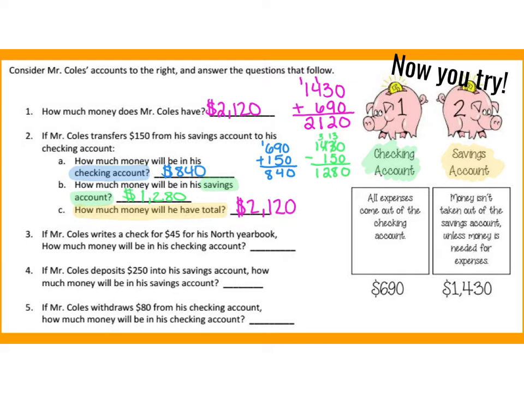Question number 3 asks, if Mr. Coles writes a check for $45 for his North yearbook, how much money will be in his checking account? So if he's writing a check, he's subtracting or taking money out of his checking account. So we'll start with how much money he originally has in his checking account, $690. We will subtract out the $45 that he is paying for his North yearbook, and we will figure out his new total. We can't subtract 5 from 0, so we have to borrow. 10 minus 5 is 5, 8 minus 4 is 4, and 6 minus nothing is 6. So Mr. Coles now has $645 in his checking account.